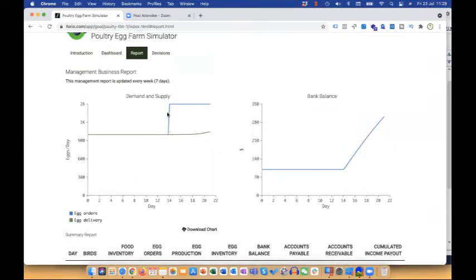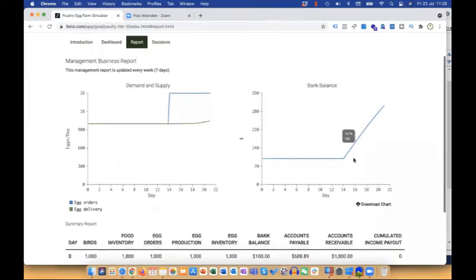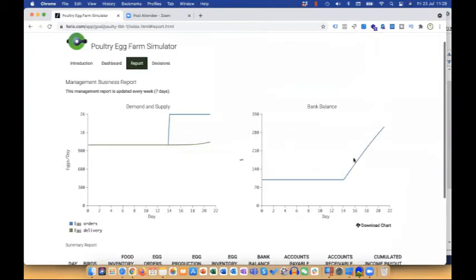So here's our step change in demand. Suddenly we went to, I think this should say probably 1,500 or 2K. It's also a little inconsistency here, but that doesn't matter. And we're producing more eggs. The green is basically the eggs that we deliver, and we're starting to increase or basically close this gap here. And our bank balance is increasing, so that's pretty good.